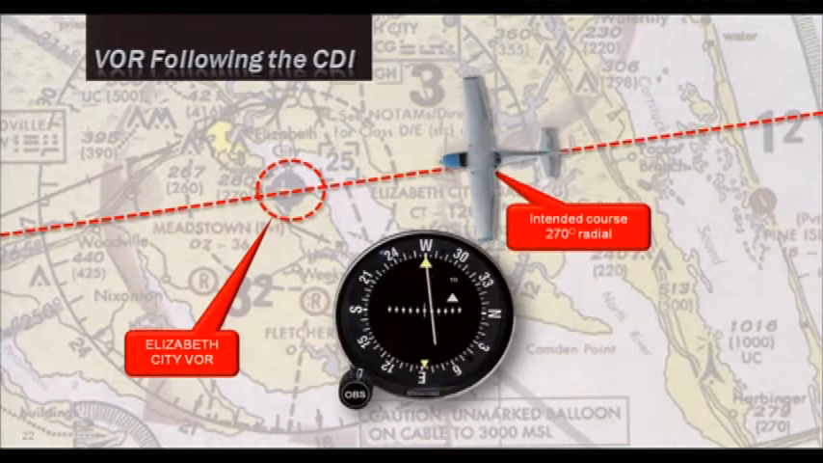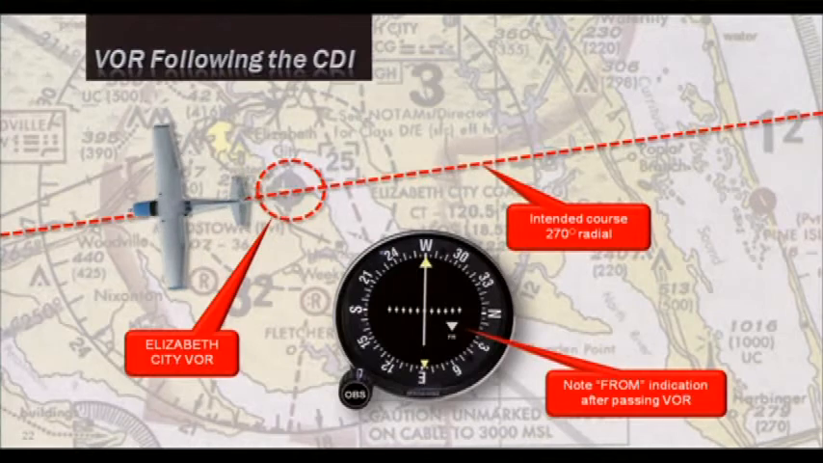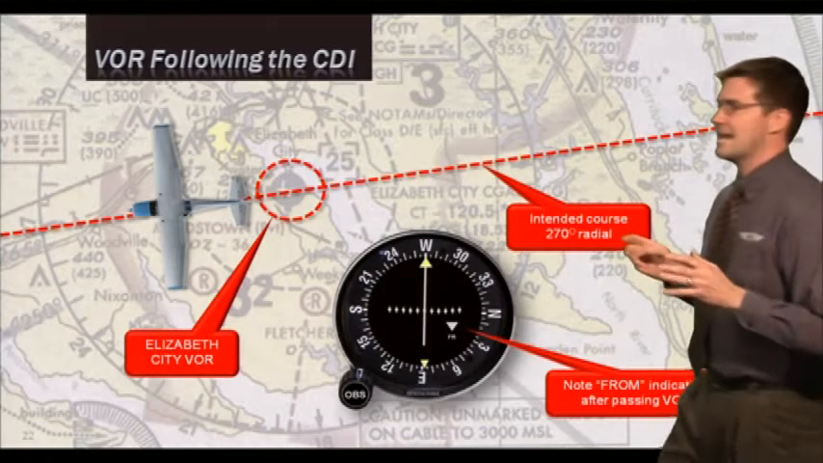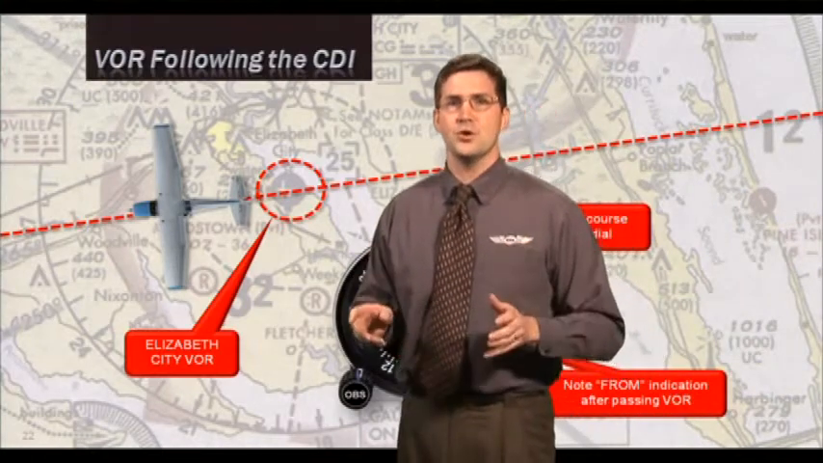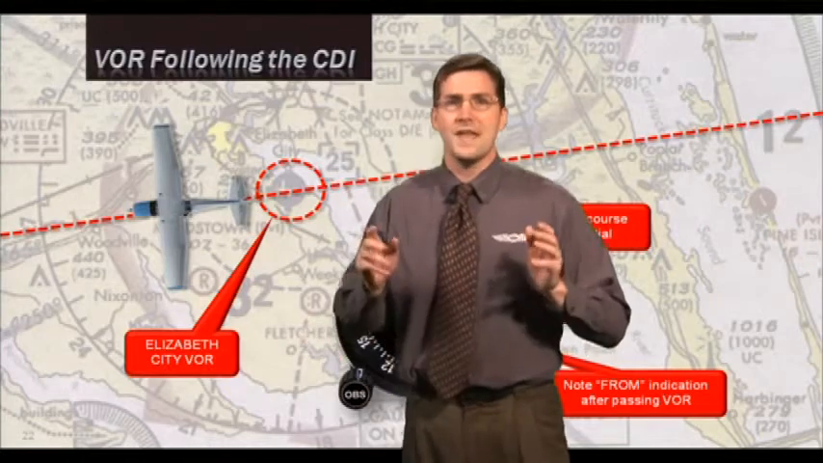As the aircraft intercepts the 270 degree radial, the needle centers. Also note the to and from indications as the aircraft overflies the VOR station. It changes from to from. We'll run the animation again.